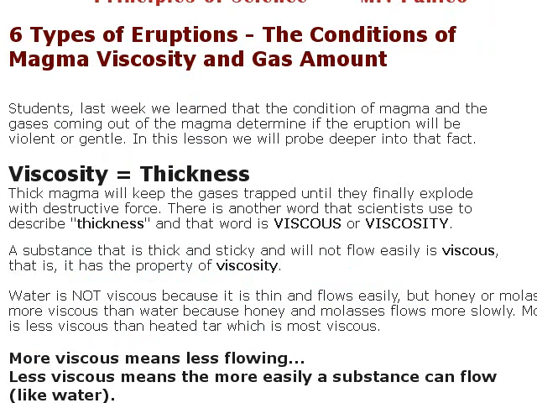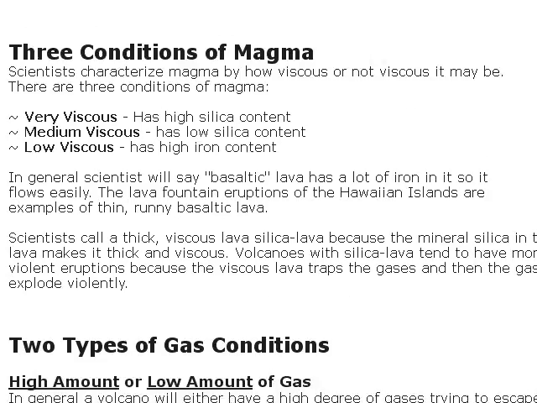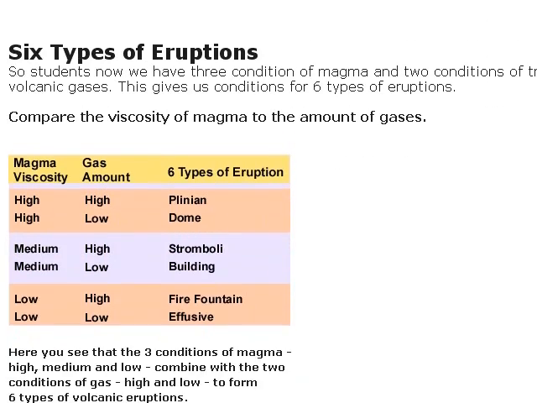And I want you to read this page and learn how volcanoes don't all erupt the same way. There's 6 types of eruptions depending on how thick or how thin the magma is and how much volcanic gases are trying to escape from the volcano. So read this page, and it has a lot to do with the activity that you're going to conduct.